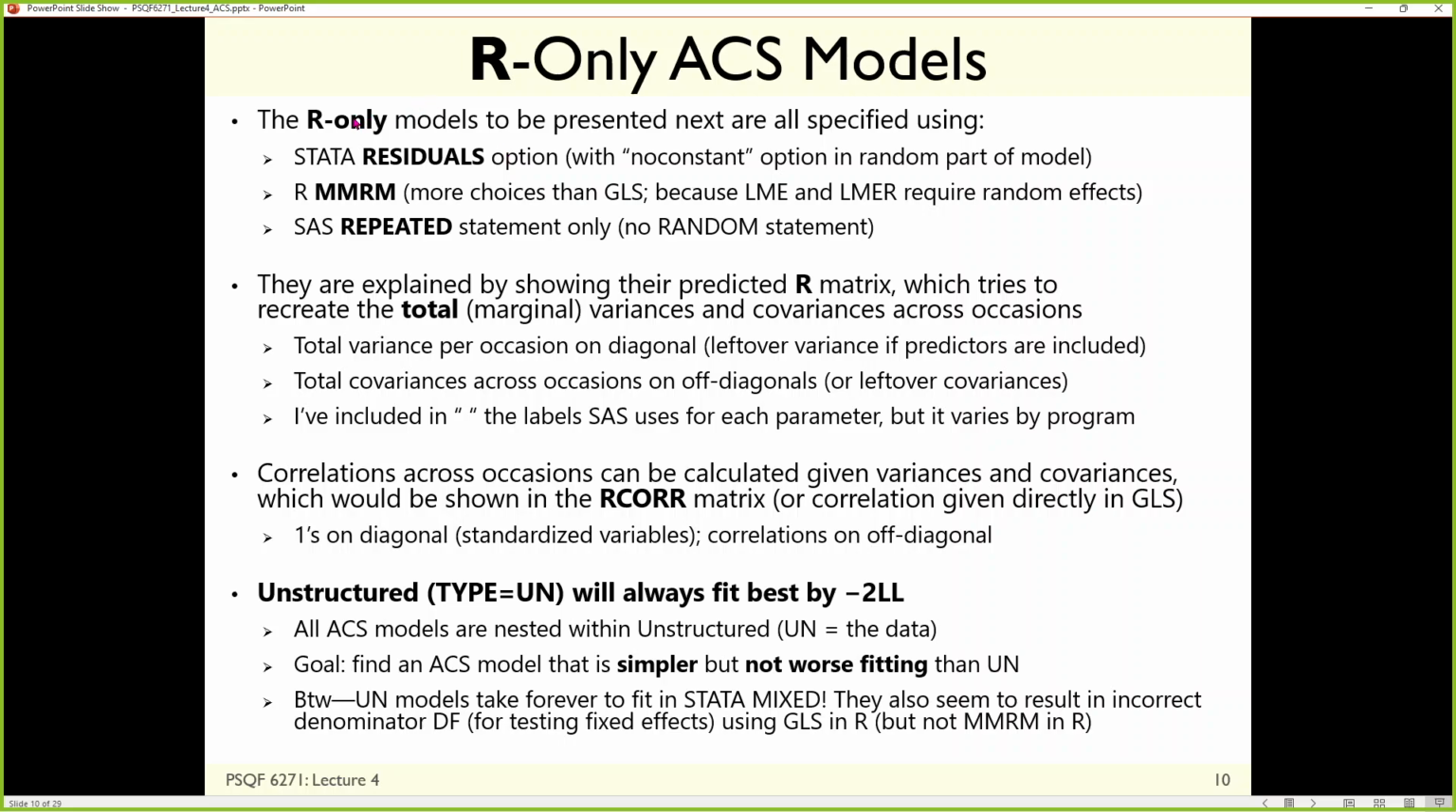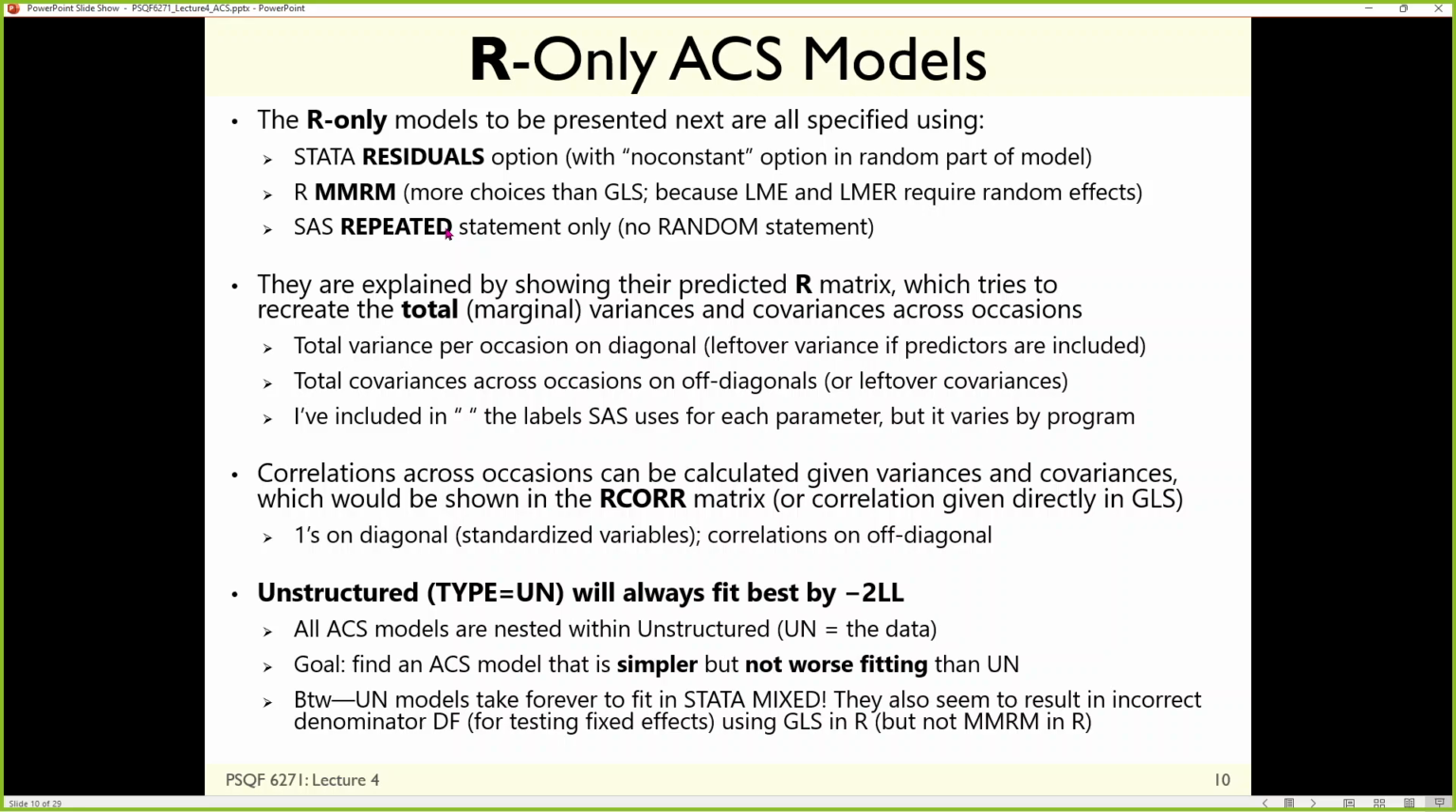Okay. So the models we're going to start with are R-only. In Stata, residuals is the option that we're using. There is a package, MMRM something something repeated measures. I don't remember. It's a newer one. By the way, on our course webpage, I closed it, but you have it as well, I have links to all the different R packages that I'm using in the course. So you can go up there and find the documentation if you're curious about anything.